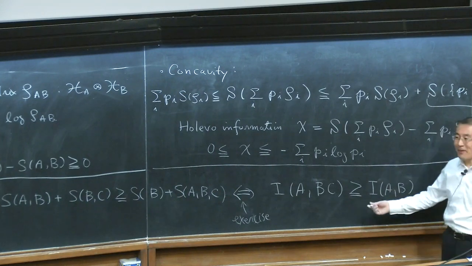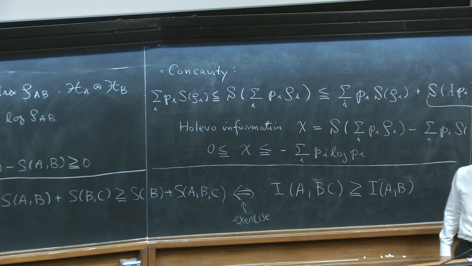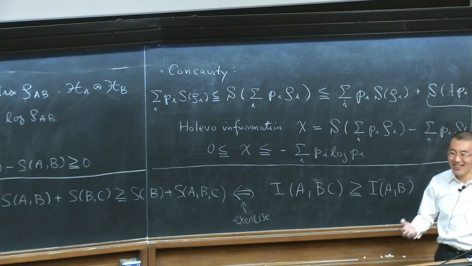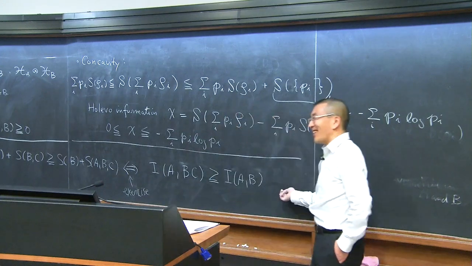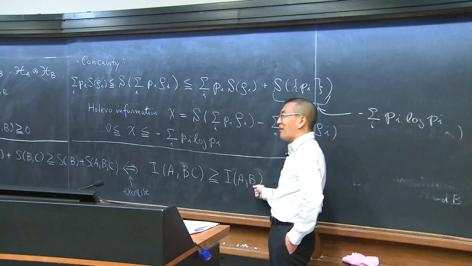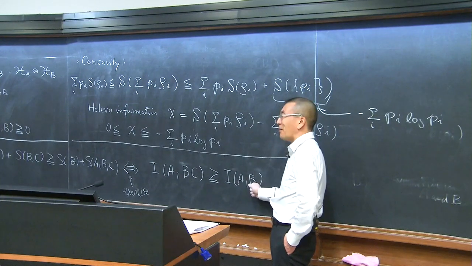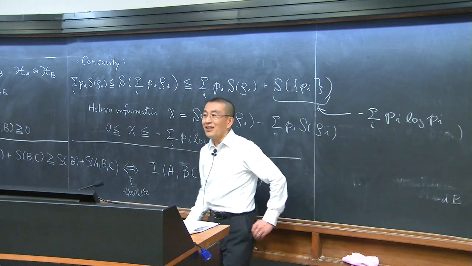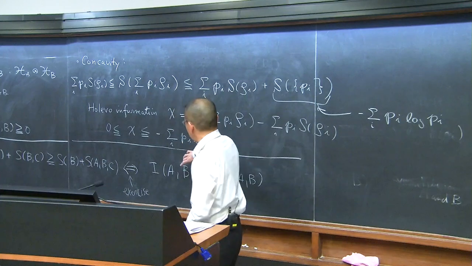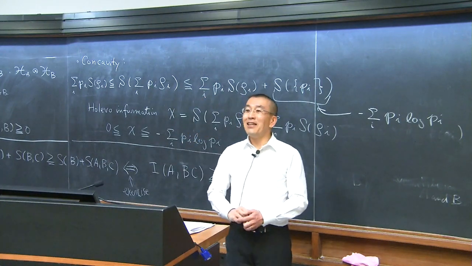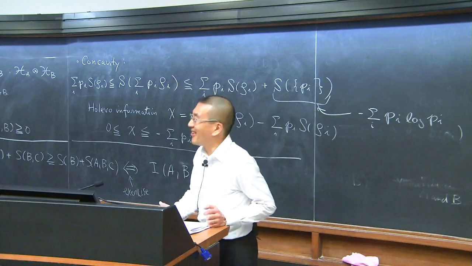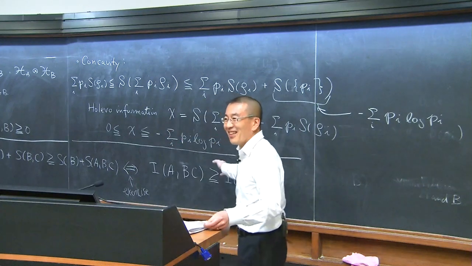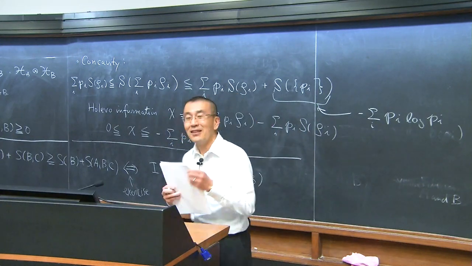But this gives you a very natural interpretation. What it means is that the more you learn, the less uncertain we are, which is encapsulated in this inequality. This is the amount of information you know about A by knowing B. This is the information you know about A by knowing B and C. So the more you learn about a subject that is not directly related to A, nevertheless, you learn more about A also. This sounds like a rather profound life lesson, but it is stated in the form of strong subadditivity.